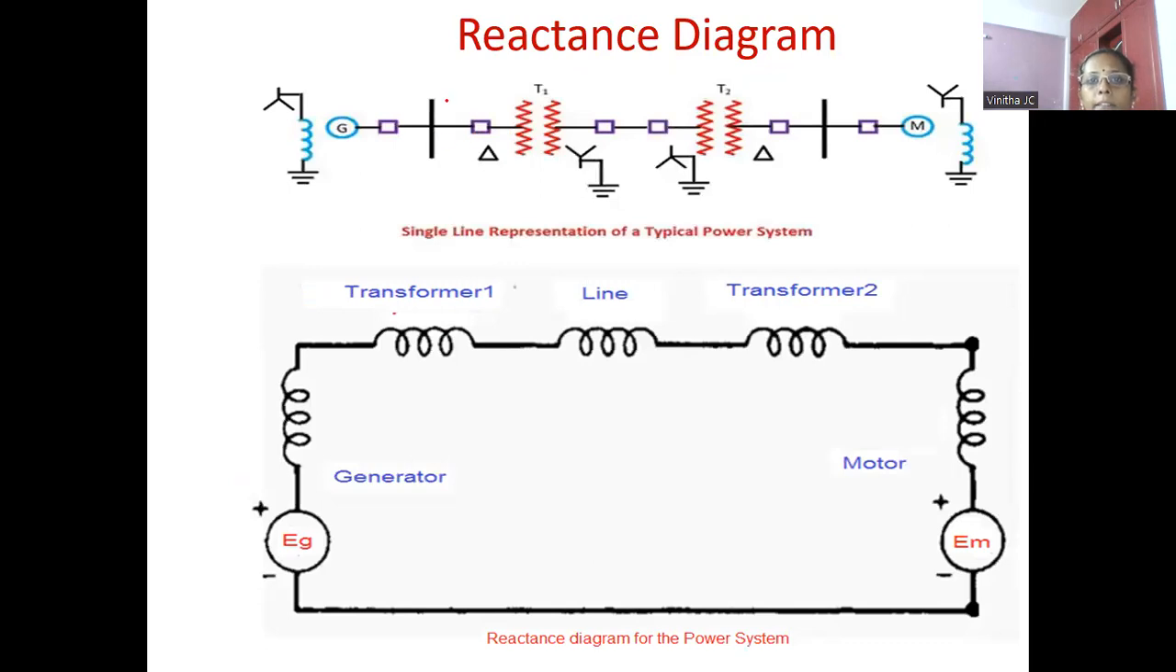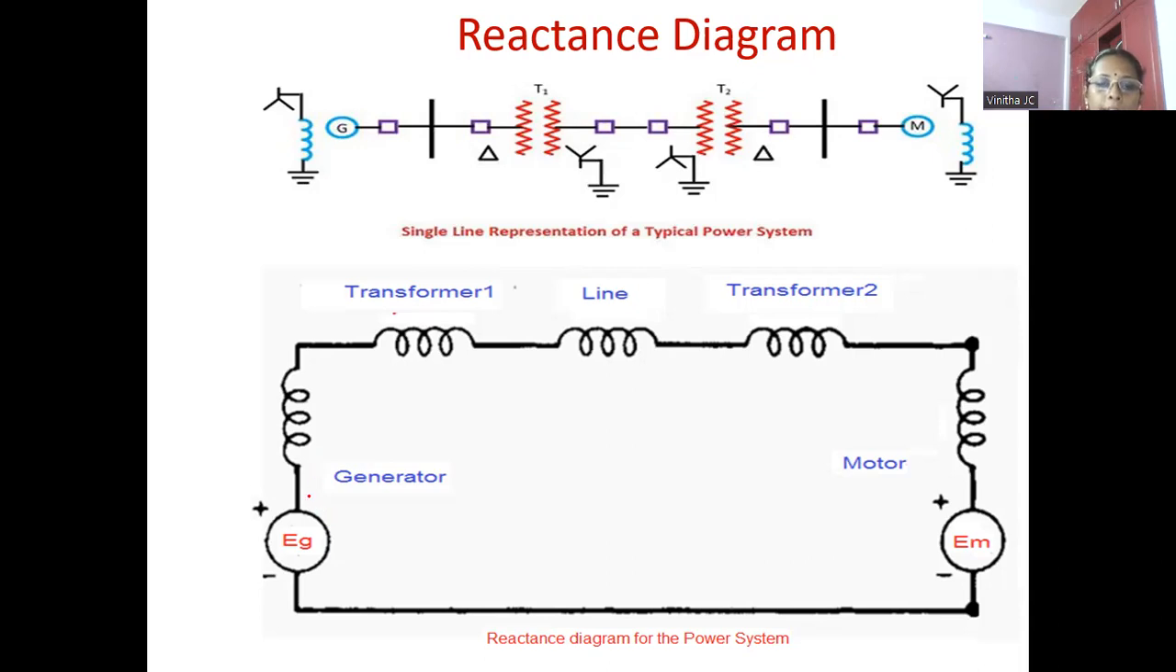And here, this is the reactance diagram. We can consider the same single line diagram. For the same single line diagram, here the reactance diagram has been drawn. First component is the generator. So what is the procedure to draw this reactance diagram?